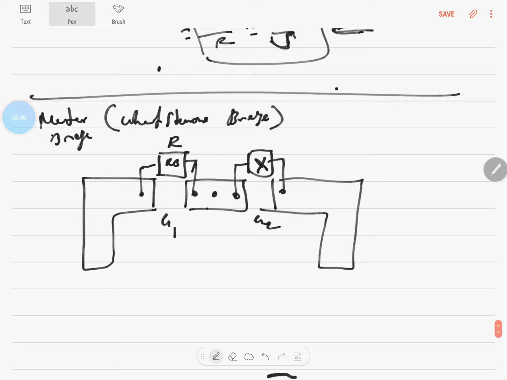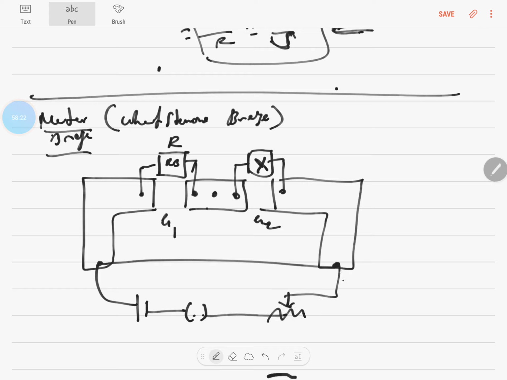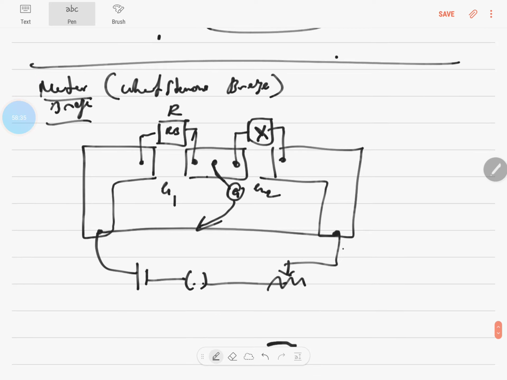This is a known resistance R, and a meter bridge has a meter wire, a 1 meter wire, which is connected to this copper strip, from which there is a battery key. You can also have a variable resistor here and close the circuit. From the central terminal, you have a galvanometer and a jockey. So this is the diagram for a meter bridge, with L-shaped copper strips.